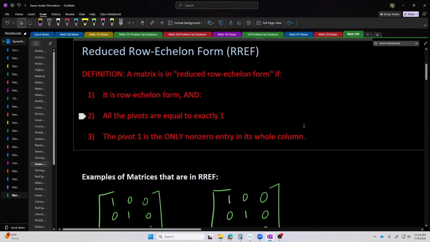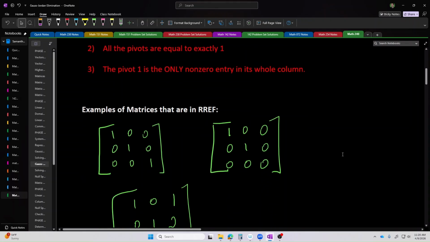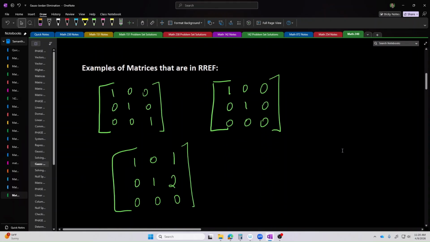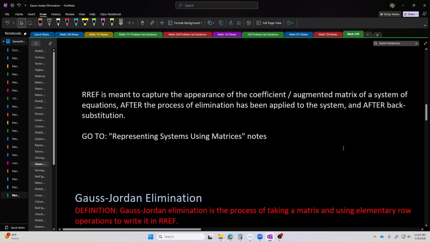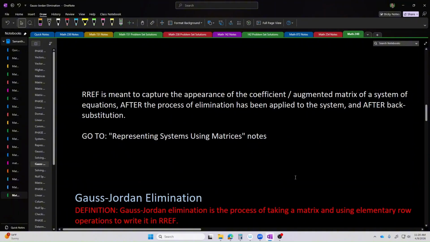All the pivots in the matrix are equal to exactly 1, and those pivots are the only non-zero entries in their entire column. And this is just meant to mimic the appearance of an augmented matrix for a system of equations after this process of elimination has been completed and also after the back substitution has been completed.